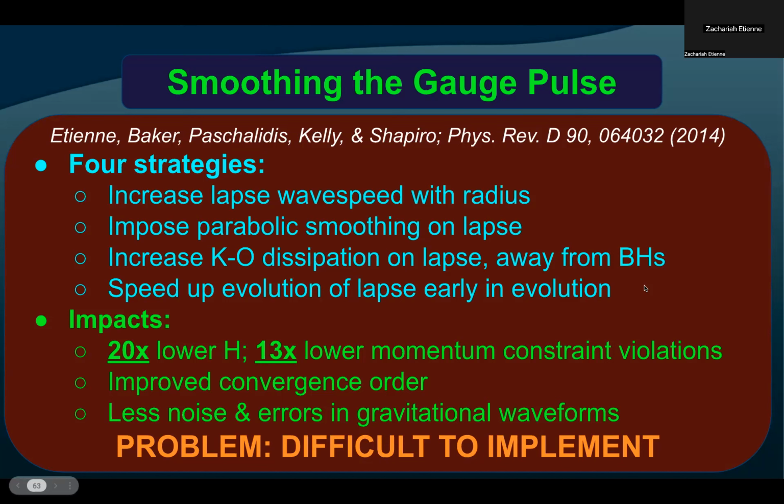By mitigating its impacts, by smoothing it out, et cetera, you can improve your convergence order, have less noise and errors in gravitational waveforms. The reason why I'd like to believe this is not currently in wide use is because these original strategies were very, very difficult to implement, very dependent on the precise system that you're using, your grid structure, et cetera. Next slide.